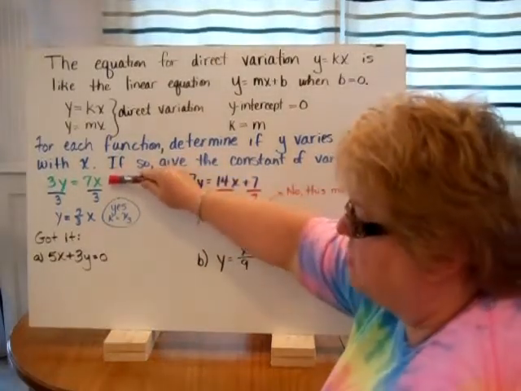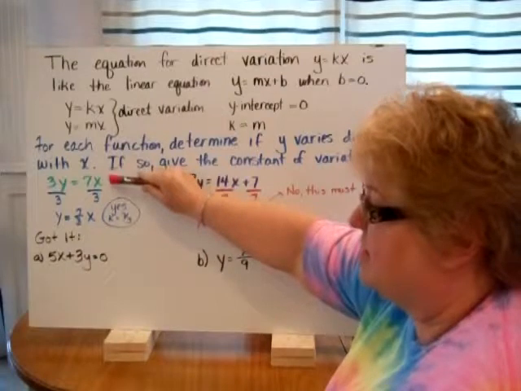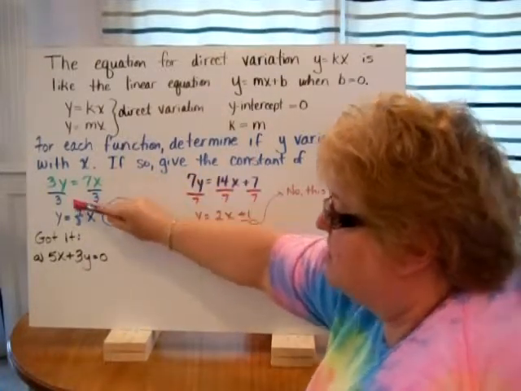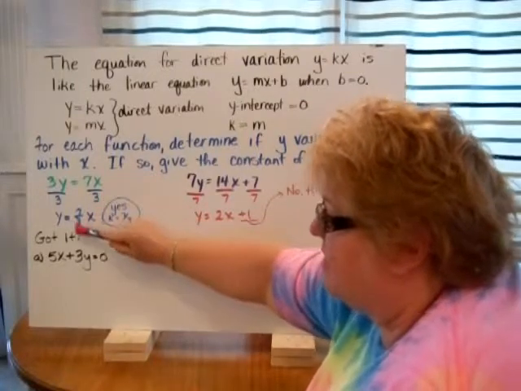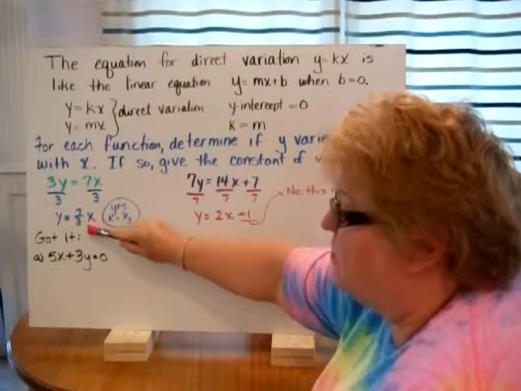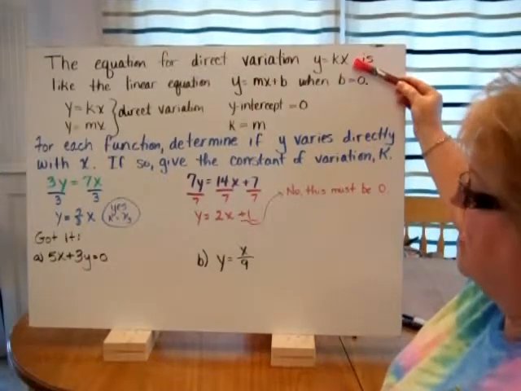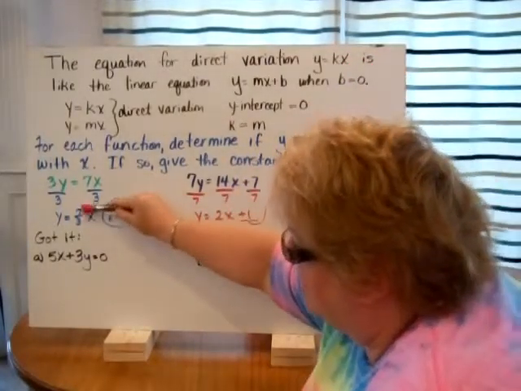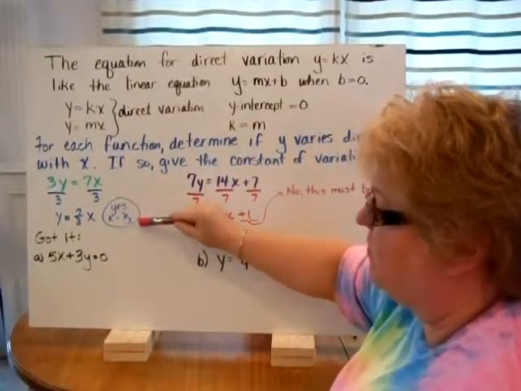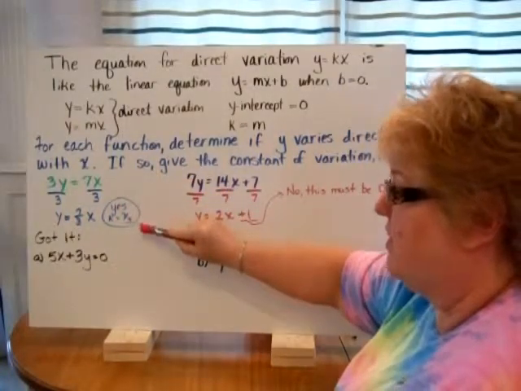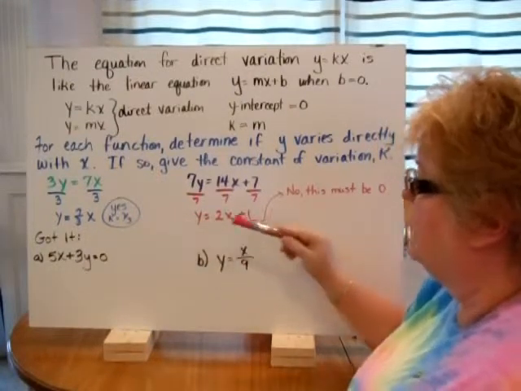Well, the problem is 3y equals 7x. And to determine this, we want to solve for y. So we divide both sides by 3, and we get y equals 7/3 x. This is in the form of y equals kx, and we know that k is our 7/3. So yes, this is a direct variation, and the constant of variation is 7/3.